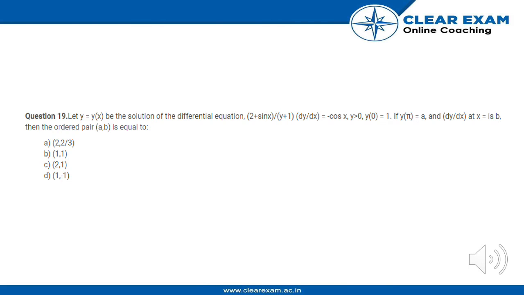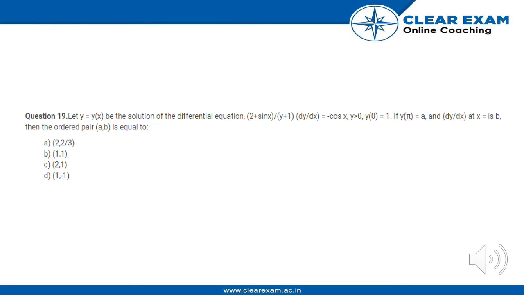Now we have the 19th question. Let y = y(x) be the solution of the given differential equation (2 + sin x)/(y + 1) dy/dx = -cos x, where y > 0 and y(0) = 1. If y(π) = a and dy/dx at x = π is b, then the ordered pair (a, b) is equal to, and we have to choose from the given four options.